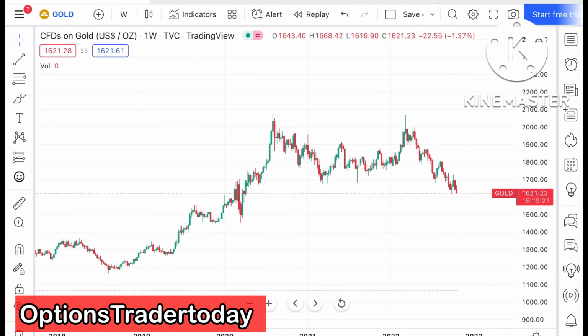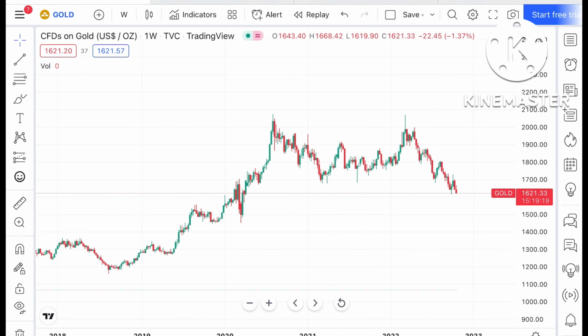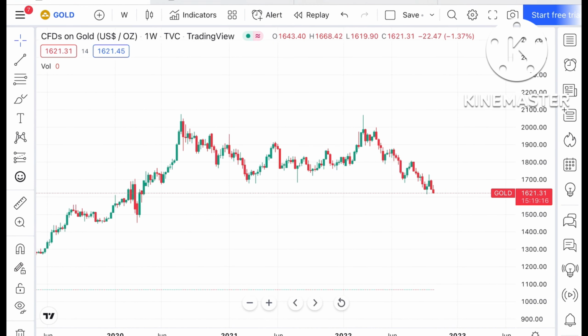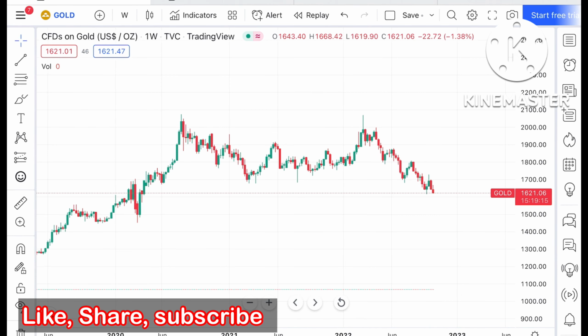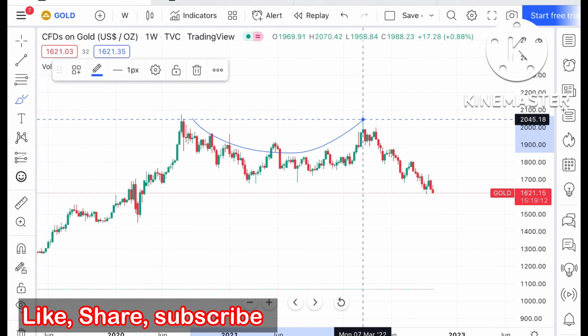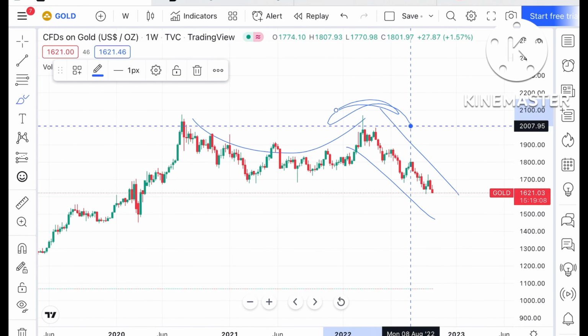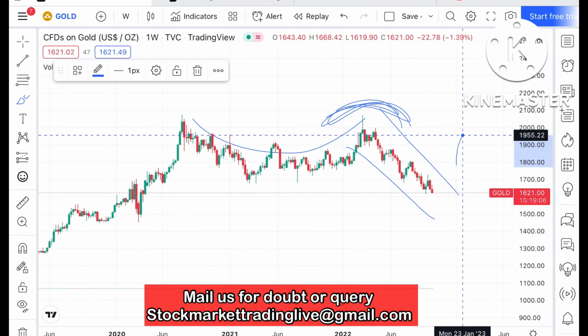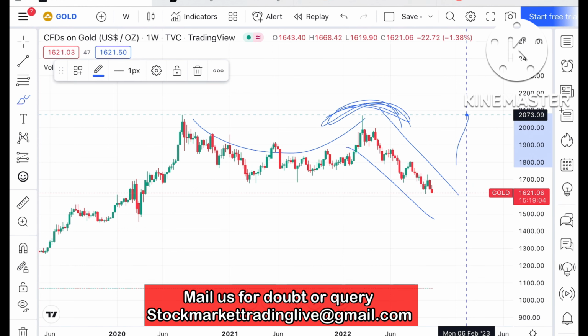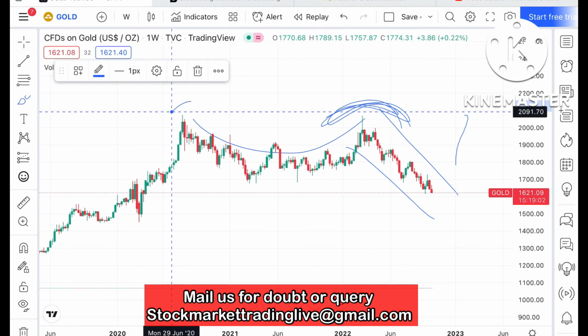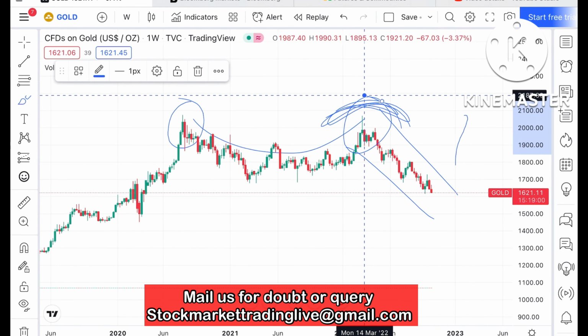As you can see, the price of gold is currently trading at around $1621.33. If you look at this particular chart, a U pattern is forming. After that, there is a continuous downfall. This is the swing high of around $2073.09, and this is already being tested here. So keep this in mind.